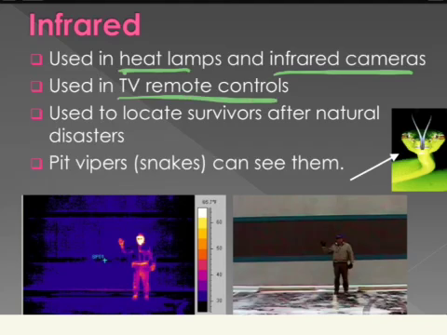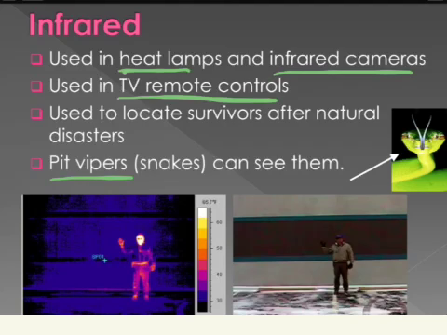And we use infrared to locate survivors after natural disasters, after an earthquake or a hurricane, where people are underneath rubble. They can find them because of the warmth of their body, the heat being generated by their body, the radiation being given off, and we can use that to locate them. One of the cool things is that snakes, pit vipers, can actually detect infrared. That's how they find their food.